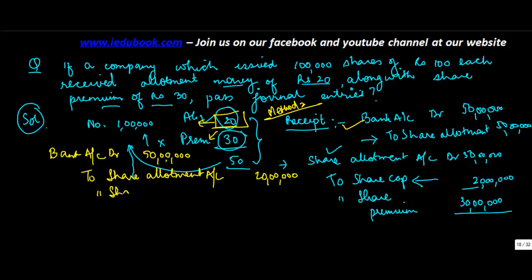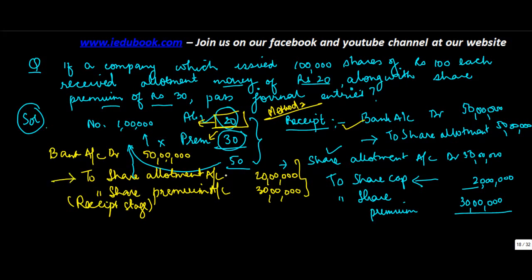And the balance, you can straight away write that I received this money on account of share premium. So I'm just transferring this right away to the share premium account. This is at the receipt stage itself. And then basically, your share allotment is left at 20 lakh. This you can transfer to the share capital account the way you had been doing in all your earlier examples.